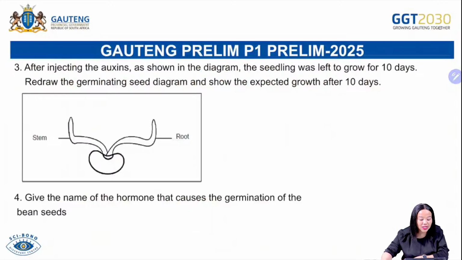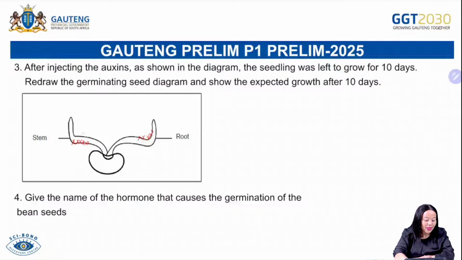It says here, after injecting the auxins, as shown in the diagram, the seedlings were left to grow for 10 days. Redraw the germinating seed diagram and show the expected growth after 10 days. So this is the expected growth after 10 days. Remember here, on the stem, the high concentration of auxins was on the lower side of the stem, and on the root, the high concentration of auxins was right at the top part of the root. And remember, because gravity was eliminated, these auxins could not move to the bottom part of the root.